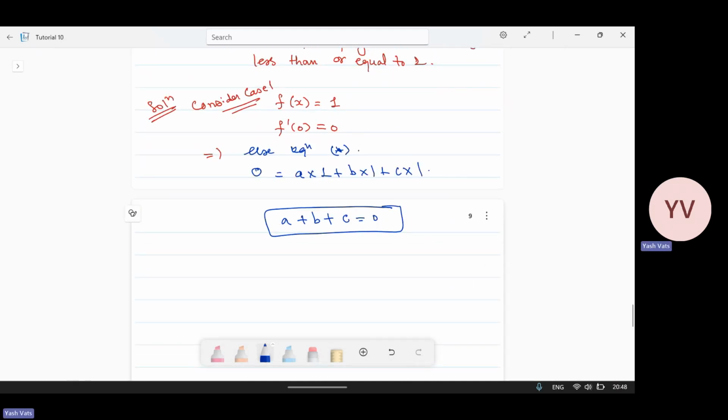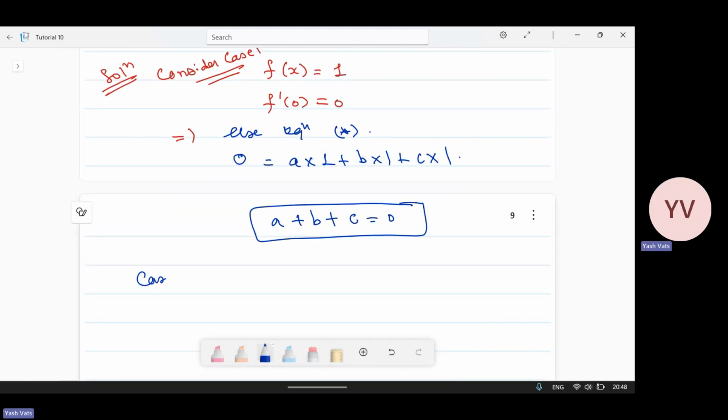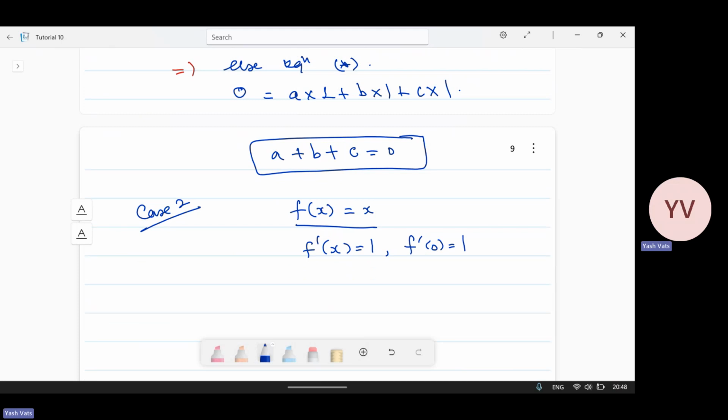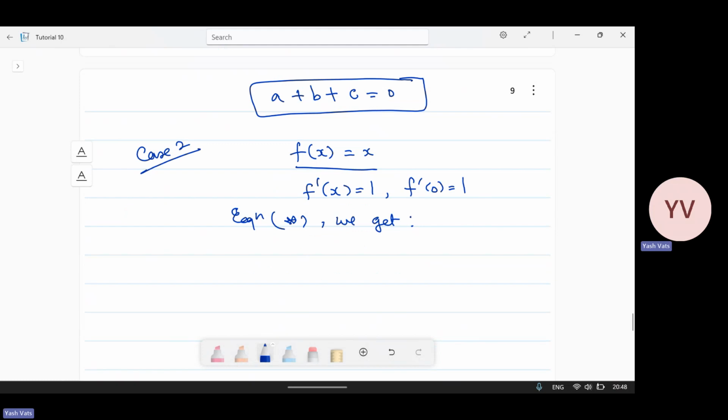And next is consider case 2. f(x) is x. So f prime 0 is 1. Using equation star again, we get a into 0 plus b into 1 plus c into 2 is equal to 1. So b plus 2c is 1.